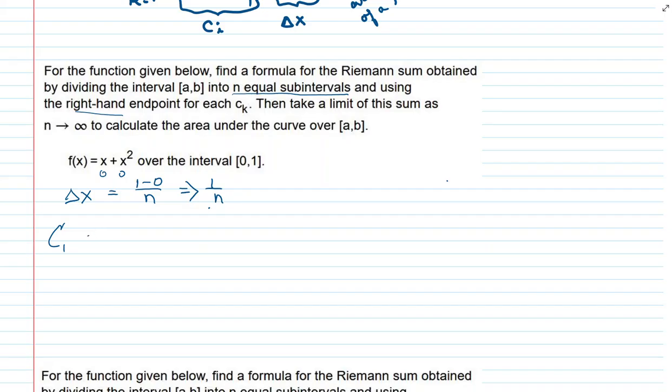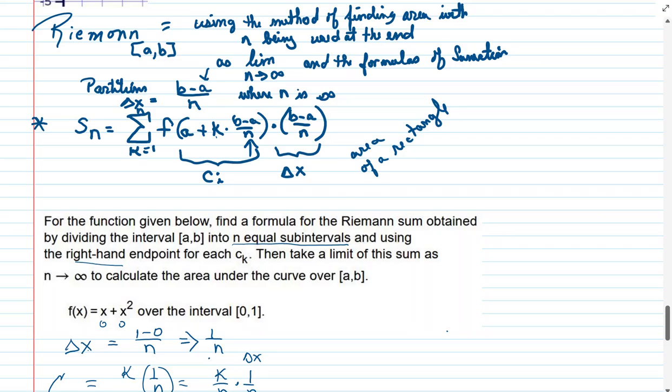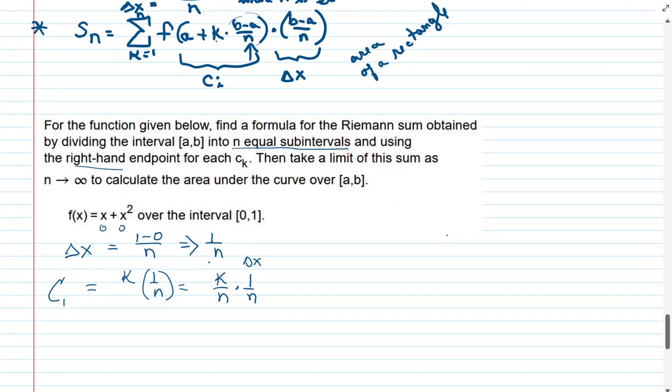C of 1 is going to be our K, because that's what this is, X, times the 1 over N. So that makes it K over N. That's what the book said. That's correct there. Times the 1 over N, because this is our delta X. And it said, now remember what it said, to take the K and multiply by that. That's what that is, and that's our delta.